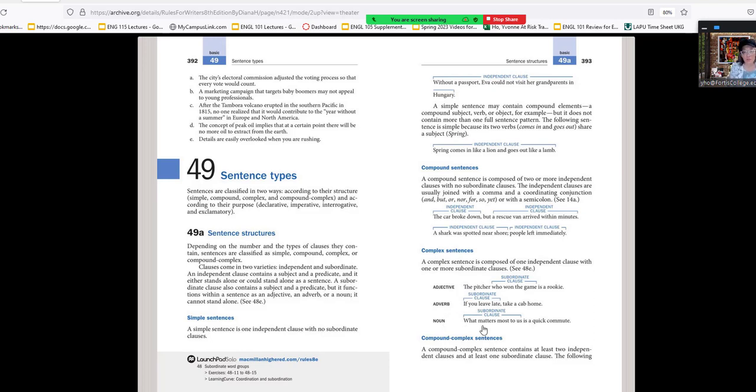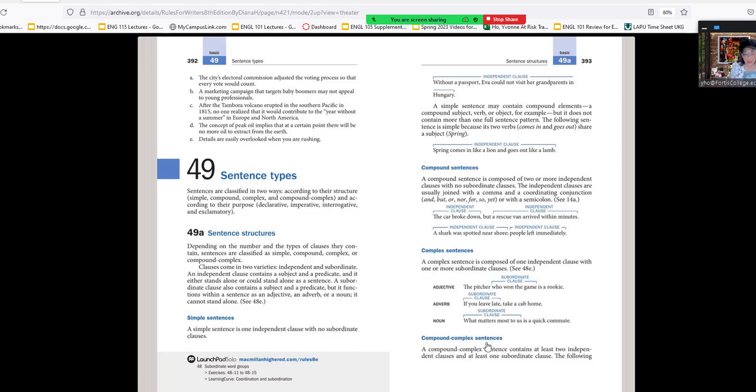Noun clause. What matters most to us? So this whole subordinate clause is a subject. So this is a clause that's used as a noun. So therefore, it is a noun clause. Compound, complex. And so when you have a dependent clause with a whole sentence, that makes it a complex sentence.